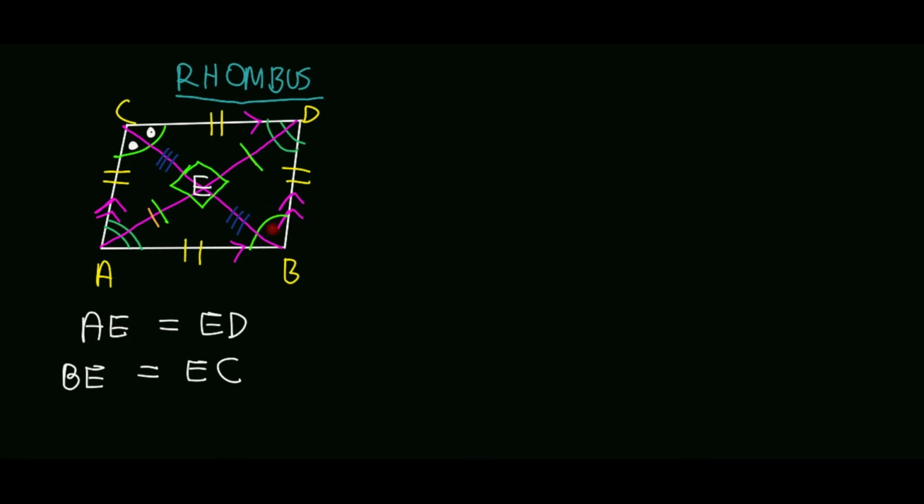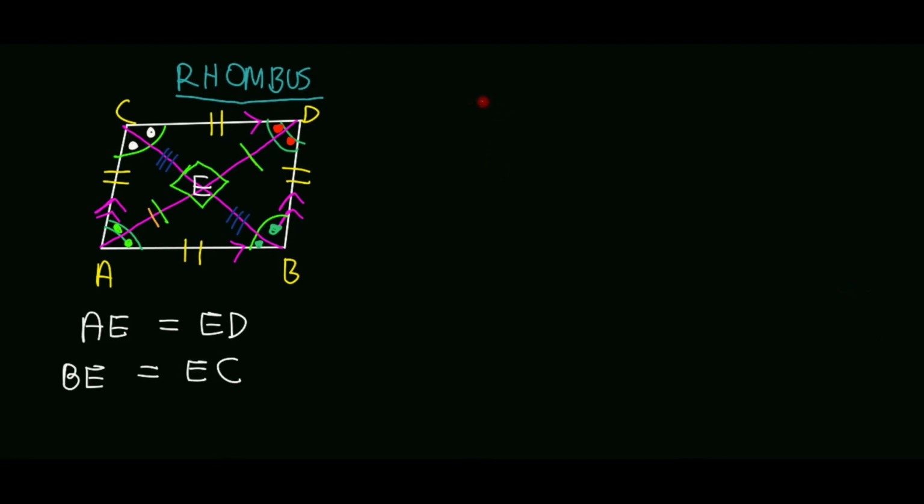So, just the same as this one. This angle and this angle, and the same as this one and this one. They are also equal, and then the same here, this one and this one, they are also the same. And then remember, always when we say diagonals bisect, they share the same midpoint.